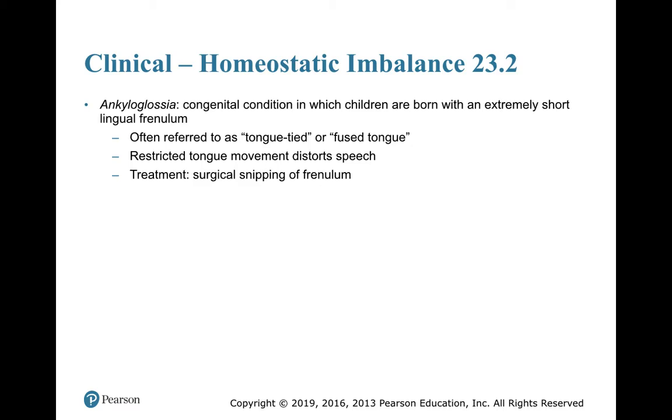Ankyloglossia is a congenital condition in which children are born with an extremely short lingual frenulum. It's commonly referred to as tongue-tied, sometimes fused-tongued. It restricts the movement of the tongue, which distorts speech, and that can be treated by surgically snipping the frenulum.